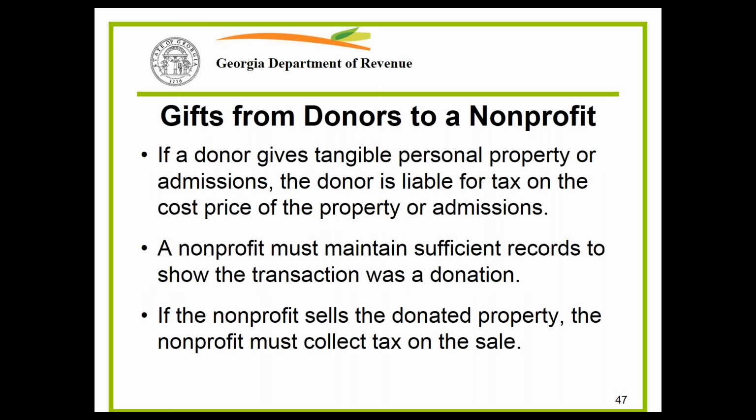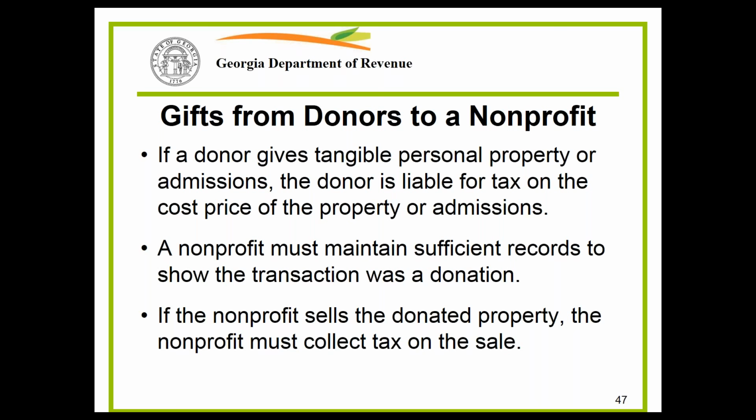When a donor gives tangible personal property to a nonprofit organization, the general rule is that the donor is responsible for tax on that. In many cases, it's an item where the donor has already paid tax when they bought it, and so it's not really an issue. But the point here is that giving something away is actually a taxable use.